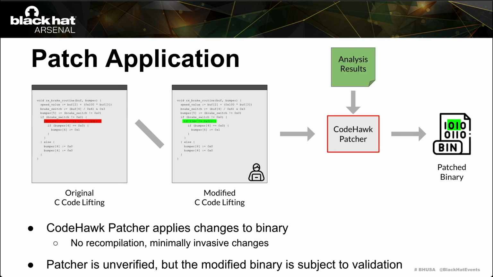So now we have automated tooling that applies the changes defined by the source modifications on the underlying binary. This is the CodeHawk Patcher, we call it the patch application step. Our tool uses a rigorous definition of the C language to understand what is changed, so it compares the modifications to the original. Coupled with the analysis facts that we have about the original binary, that tool can then make minimally invasive changes to the binary to enact the semantics of the change that was made on the C code. So the patcher itself is unverified, but the output is validated, as you'll see.